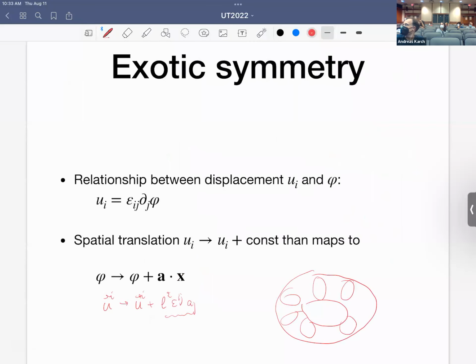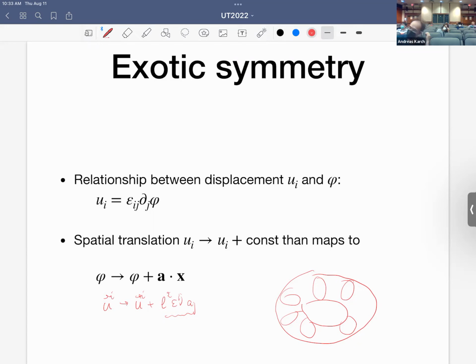Just a comment. One benefit of going through this discussion is that it's then clear that this phi goes to phi plus a vector in x. This should be a symmetry of your effective theory of phi, because as you uniformly displace your lattice, it's the same thing. That's a symmetry. Otherwise, it's not clear why you should enforce these symmetries on your higher derivative directions.